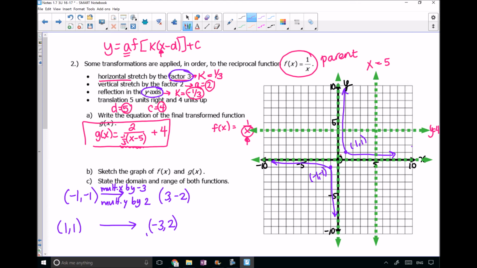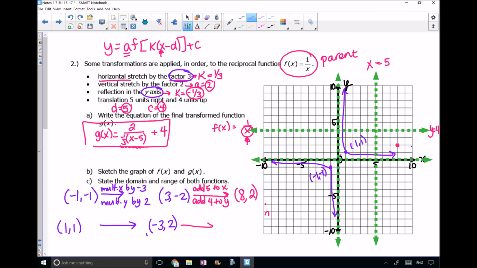Okay, now I need to do the shifting to my coordinates as well, my critical points. So if it shifted 5 units to the right, I'm going to add 5 to x. And if it shifted 4 units up, I'm going to add 4 to y. So this 3 becomes an 8, and this -2 becomes a 2. So I'm going to go to 8, 2, and this right here is going to be one of my new coordinates that I have here.